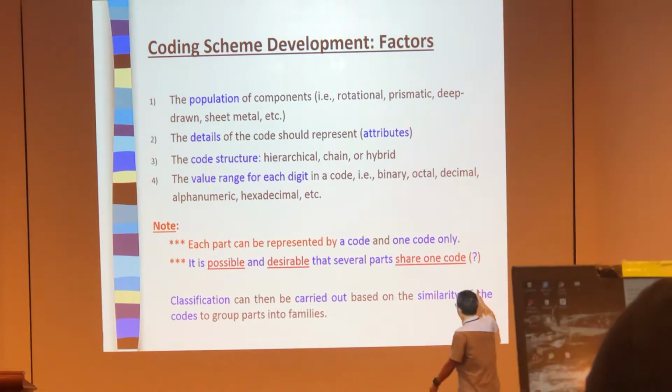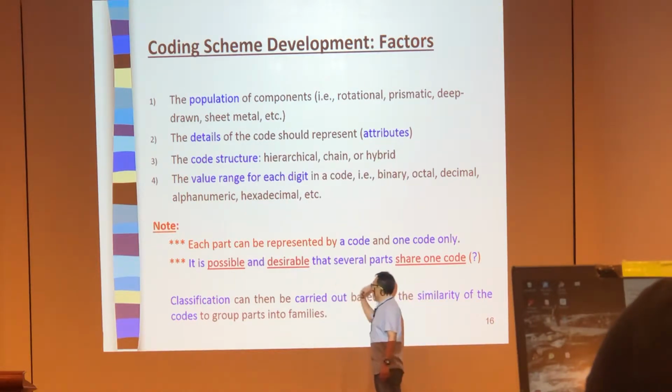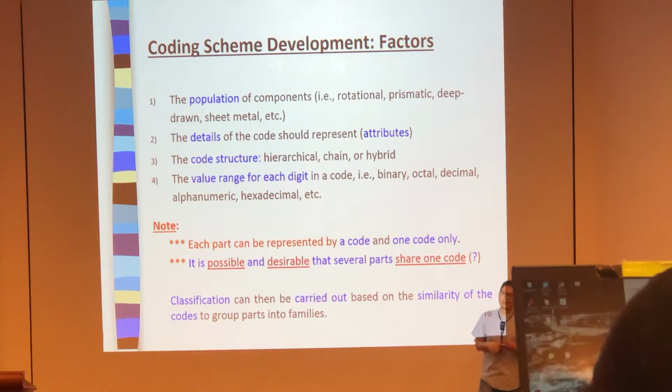But at the same time, another question here is, is it desirable that several parts share one code? Is it true or not? And why is that? What if you end up with a coding system and you have, let's say, 10,000 parts, and you end up with 10,000 different codes? If that is the case, your coding system would lead to a failure, right? 10,000 different parts, 10,000 different codes. Why not use its own drawings? There are no part families, right?